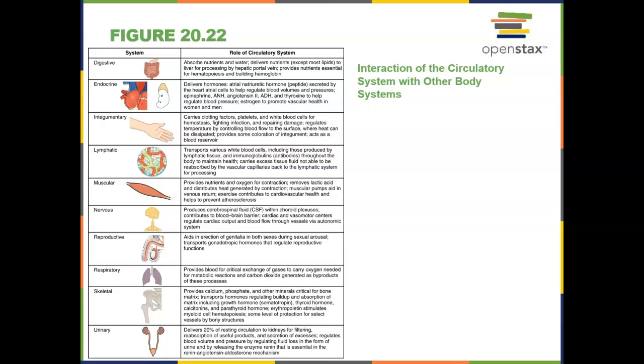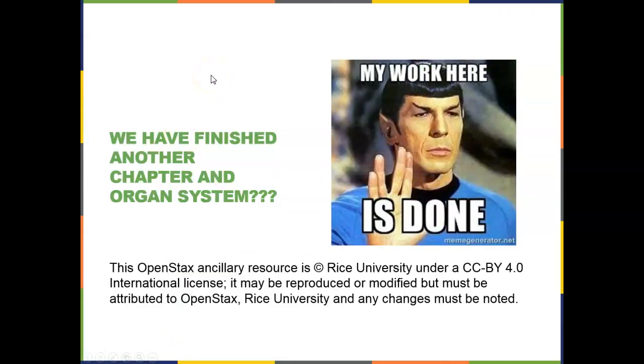So lastly, I'll mention that the circulatory system, the cardiovascular system, and all of our organ systems work together. Here you can see how the cardiovascular system works in all of these different organ systems. You can read these, what they do, and how they work together. Okay, so at this point, we have finished chapter 20 and we are done with our second organ system. What we have not done in this lecture is looked at all the blood vessels, but we'll be doing that in our lab.